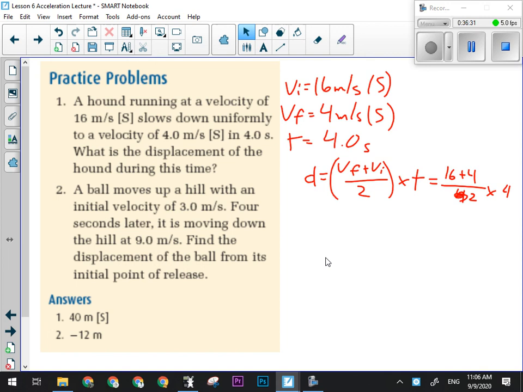So we got 16 plus 4, so we got 20 over 2 is 10, times 4 is 40. So we got 40 meters south being the total displacement of the hound. Everybody okay with that one? How many people have done number 2?